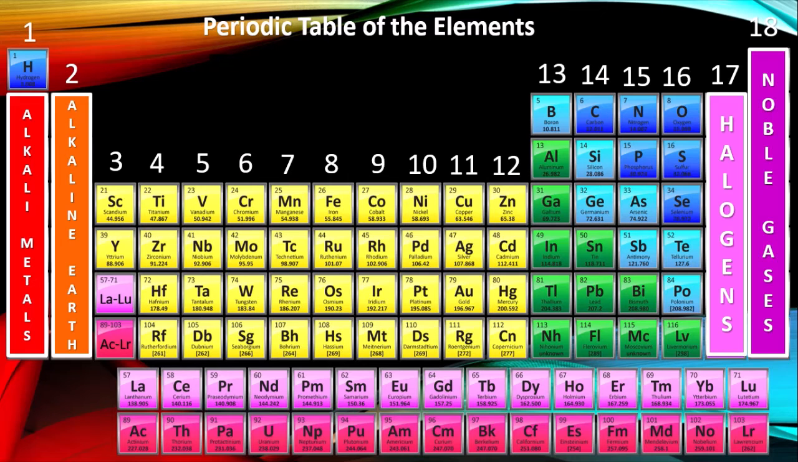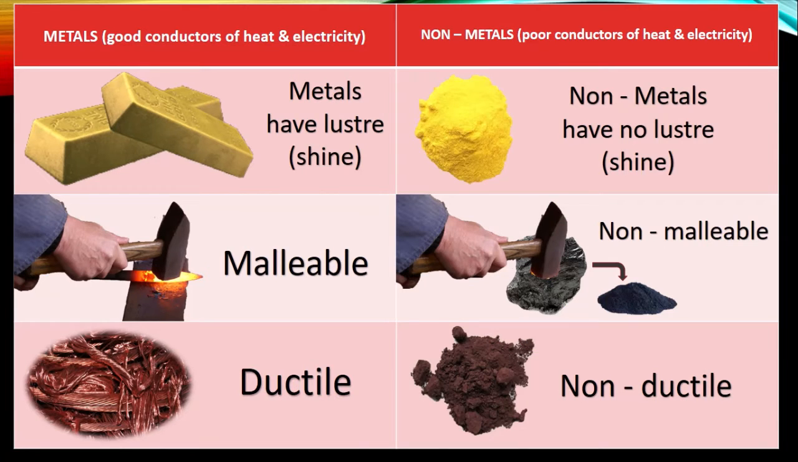Okay, let me show you the properties of the metals and non-metals. Just a recap. Metals, as you know, are good conductors of heat and electricity, meaning they conduct electricity. They have luster, meaning they can shine, and are malleable and ductile. Malleable means they can be beaten into sheets, and ductile means they can be drawn into wires.